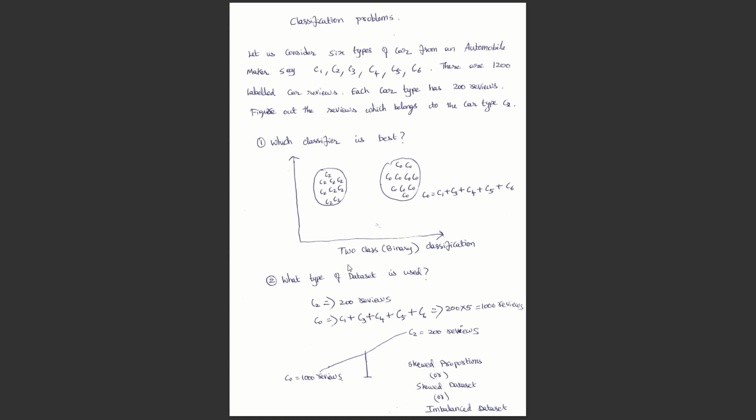You can see here the data set used would not be balanced because C2 has 200 reviews. The other car reviews C1, C3, C4, C5, C6 all will have, say for example, 1000 reviews. So it is not balanced. C2 has fewer, and C0, that is other car reviews, has more reviews. It is not divided equally, so it is skewed proportions. Therefore the data set is called a skewed or imbalanced data set.